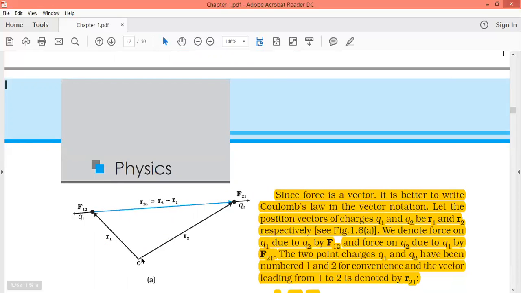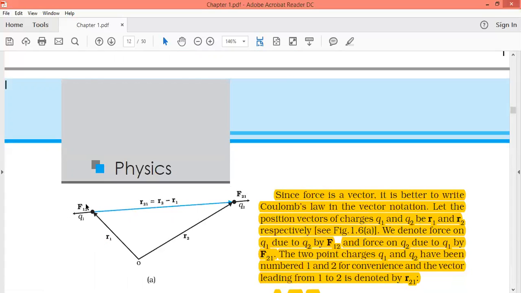This is called the position vector. So this gives you the direction and where the charge is placed. Okay, and we denote the force on Q1 due to Q2. So we have two types of forces: the force on Q1 due to Q2, or the force on Q2 due to Q1.